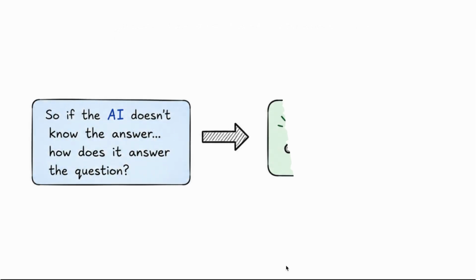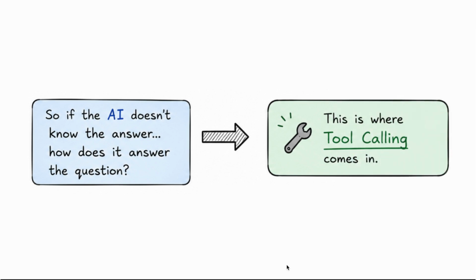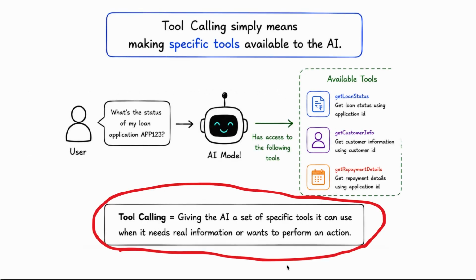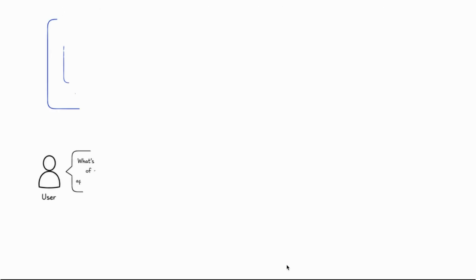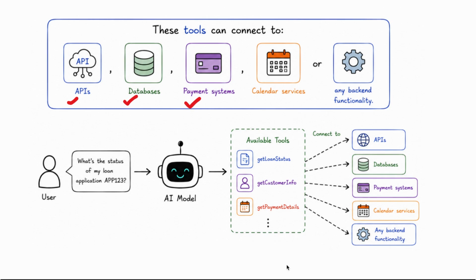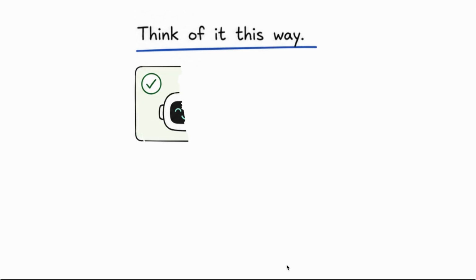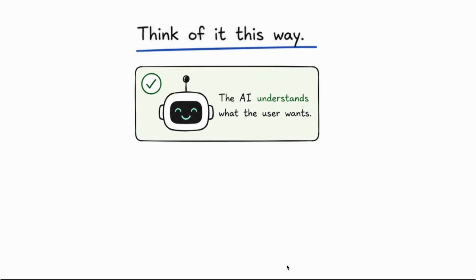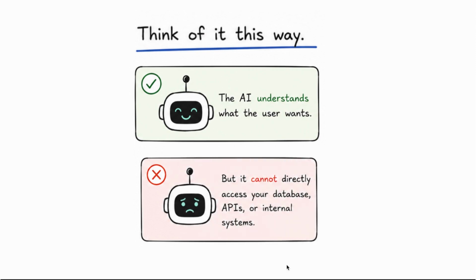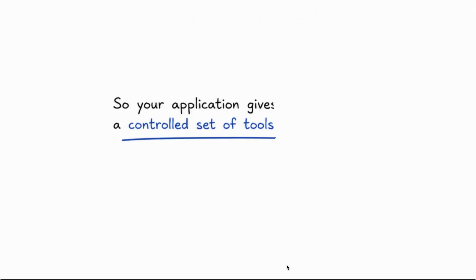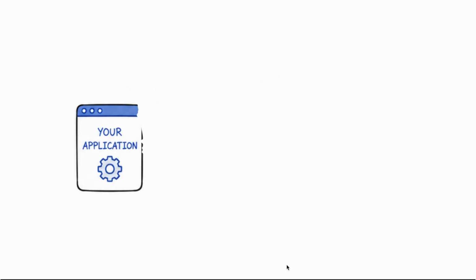This is where tool calling comes in. Tool calling simply means making specific tools available to the AI. These tools can connect to APIs, databases, payment systems, calendar services, or any backend functionality. Think of it this way, the AI understands what the user wants, but it cannot directly access your database, APIs, or internal systems. So your application gives the AI a controlled set of tools and says these are the tools you are allowed to use.